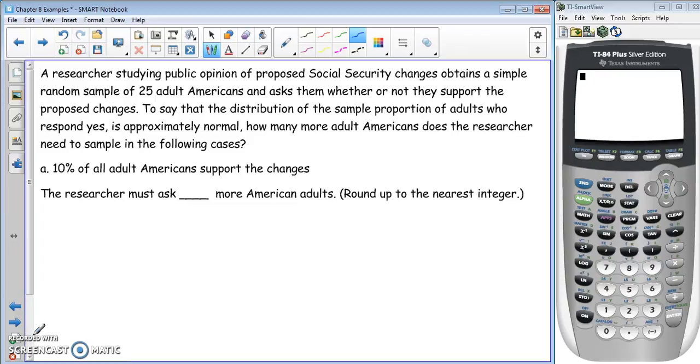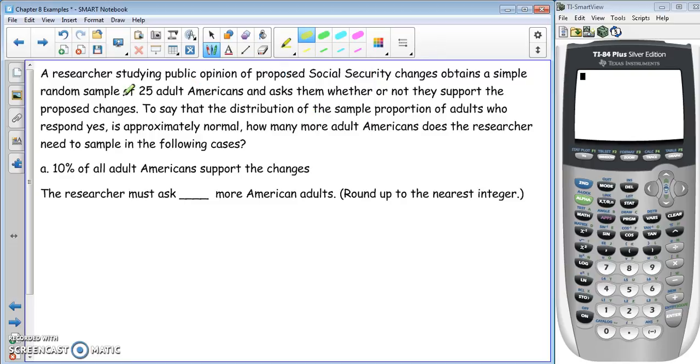A researcher studying public opinion of proposed Social Security changes obtains a simple random sample of 25 adult Americans and asks whether or not they support the proposed changes. To say that the distribution of the sample proportion of adults who respond yes is approximately normal, how many more adult Americans does the researcher need to sample in the following cases? 10% of adult Americans support the changes. The researcher must ask blank more American adults, round up to the nearest integer.